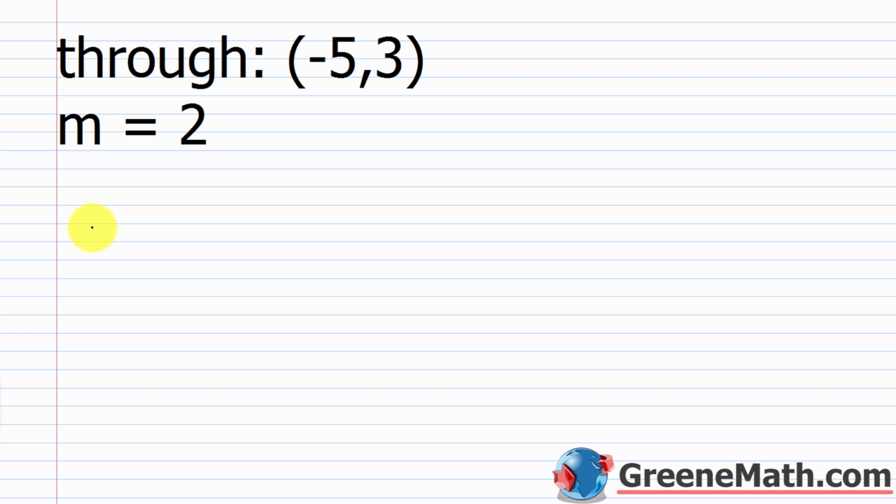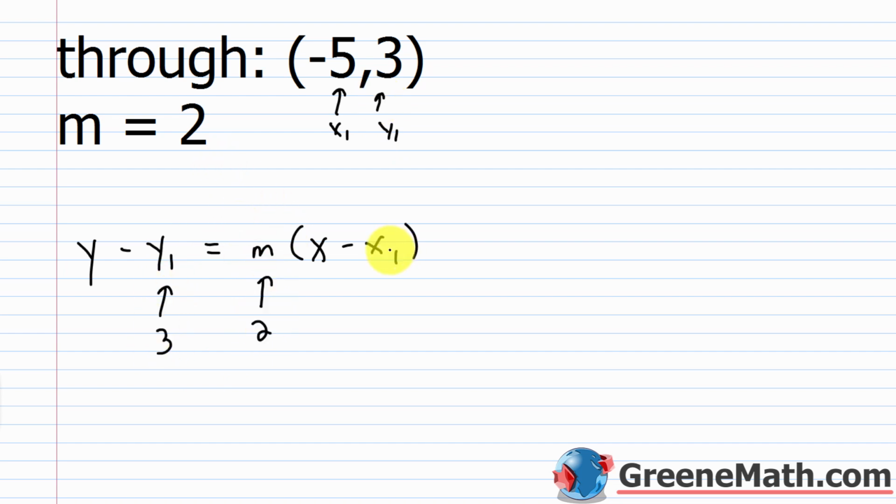So for the point-slope formula, we have y minus y sub 1 is equal to m times the quantity x minus x sub 1. Okay, so this given point here, we label this as x sub 1, y sub 1. So I'm going to plug into the point-slope formula. For y sub 1, I'm going to plug in a 3. For m, I'm going to plug in a 2. And for x sub 1, I'm going to plug in a -5. So I'd have y minus 3 is equal to 2 times the quantity x minus a -5, which is the same as x plus 5.